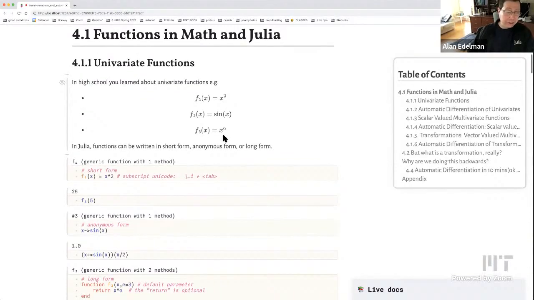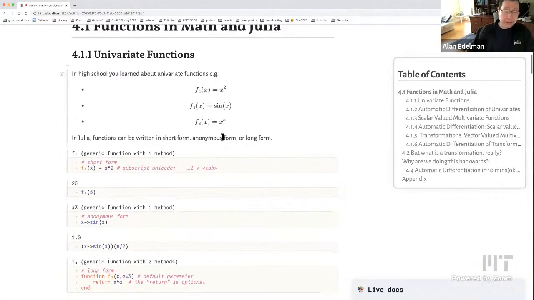And in Julia, you can express these in a number of ways. And so I just thought I'd show them to you. There's the so-called short form, where you say f of x is x squared.